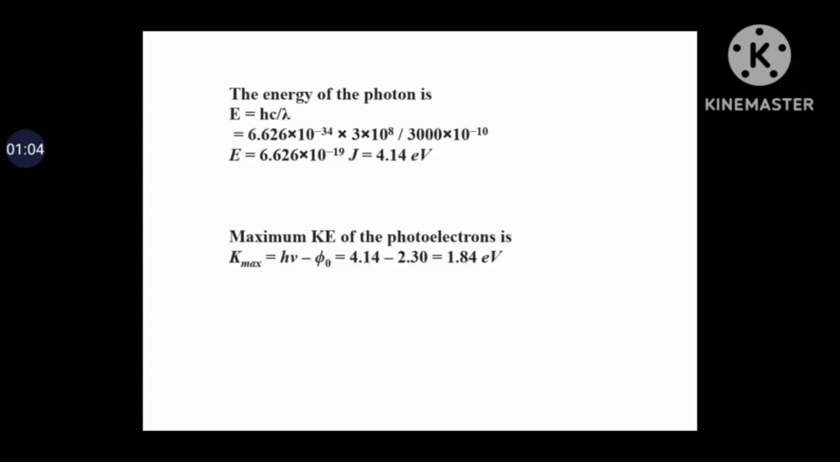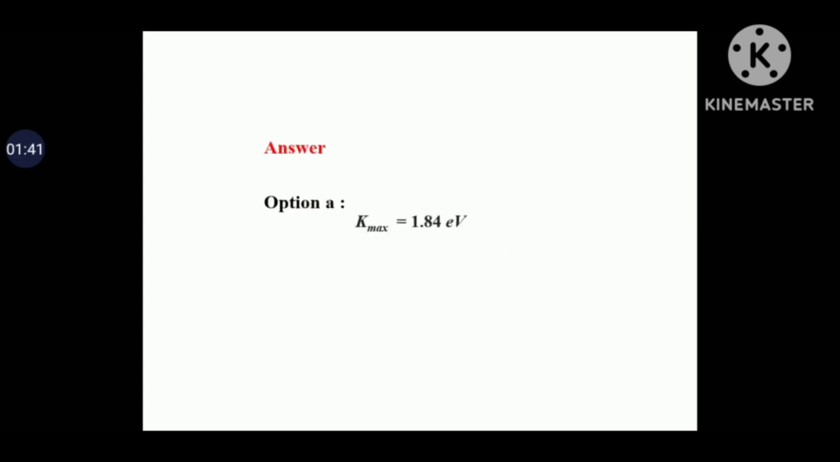The energy of the photon is E equal to hc upon lambda. When we substitute the values, we obtain 4.14 electron volt. The maximum kinetic energy of the photoelectron is obtained by h mu minus work function. When we substitute the values in this expression, we get 1.84 electron volt. Hence, the correct answer is option A, the maximum kinetic energy is equal to 1.84 electron volt.